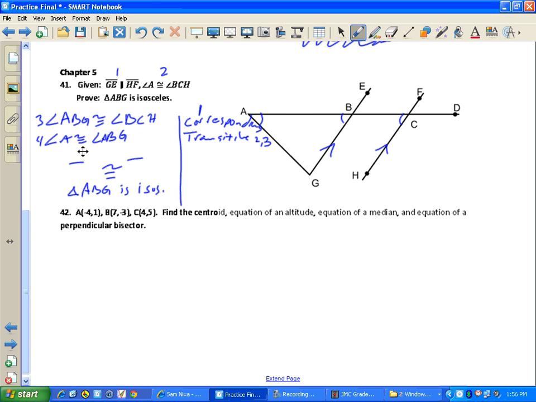Since these angles are congruent, I know that AG is congruent to BG from the base angle's converse. Which means ABG is isosceles by the definition of isosceles.